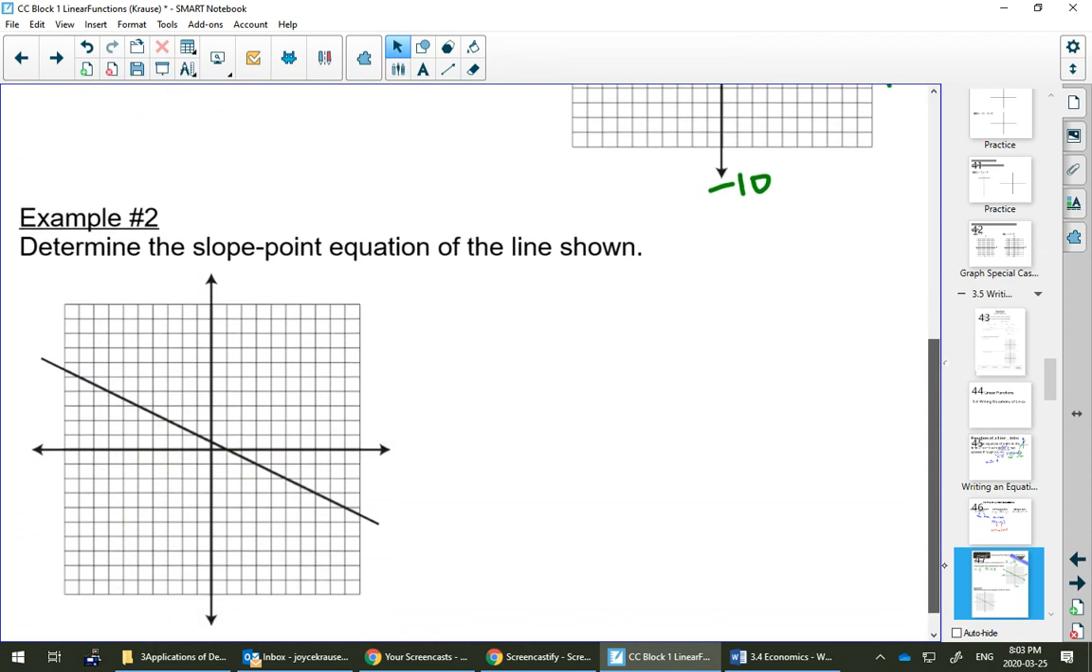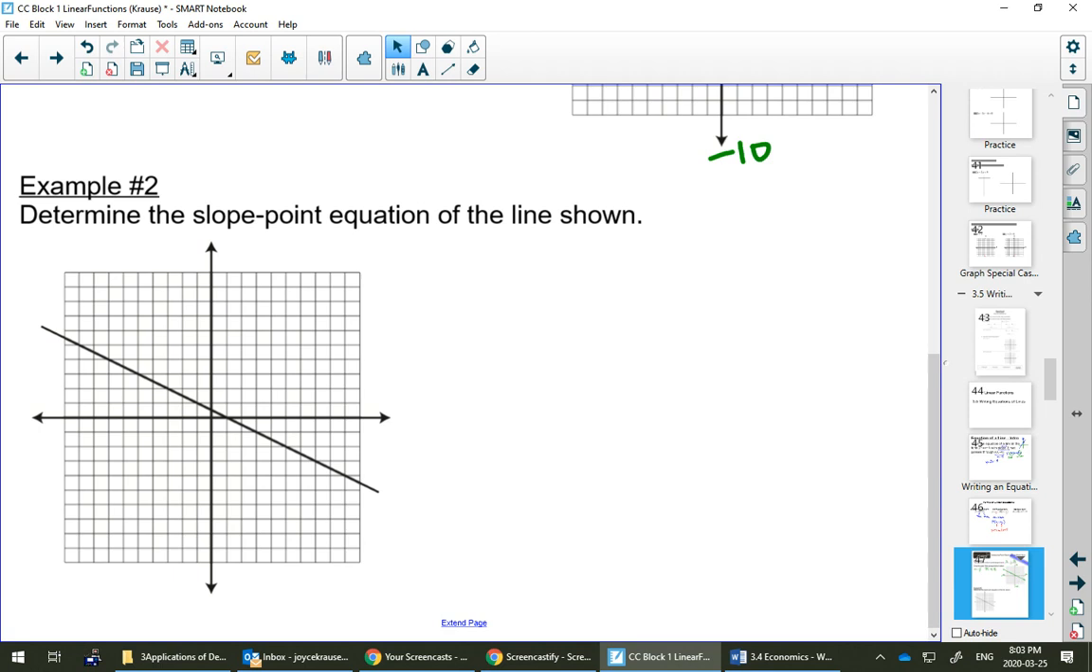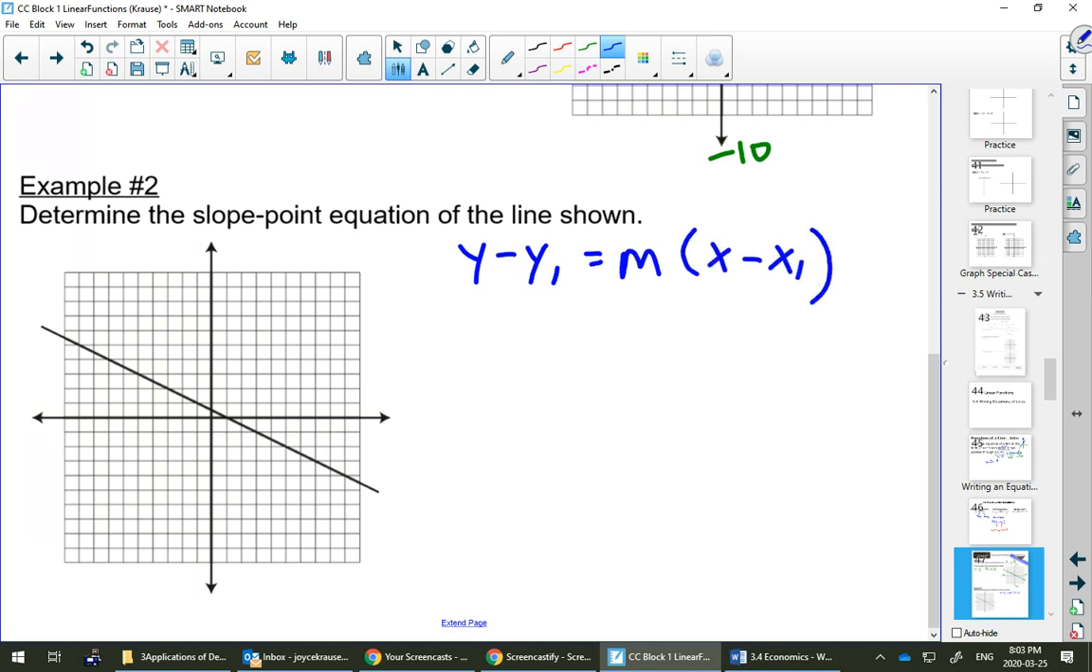All right, so let's take a look at the next one. If we're given a graph, we can go from the graph to our equation. And again, if I look at that equation, we've got y minus y1 equals m times x minus x1. So one of the reasons that this point slope form is so valuable is because sometimes we don't always know what our y-intercept is. If we're going to use the slope-intercept form that we've had from before, we have to know what our y-intercept is in order to graph it.